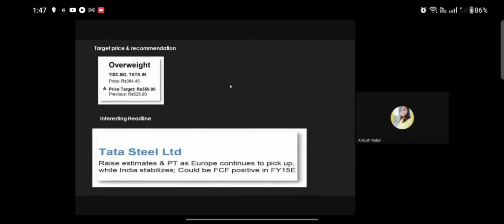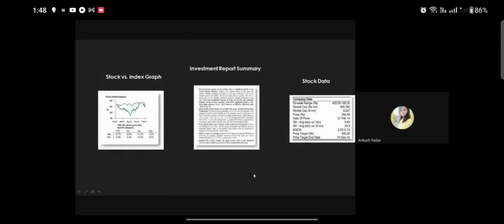In a closer look, target price and recommendation. The recommendation is overweight, which means the client should buy it, and we have included the price target also. Then we must have an interesting headline for the reports like this. And this is the stock versus index graph. This is the stock graph, and this is the index graph. So we can see the fluctuation with the help of the graph.